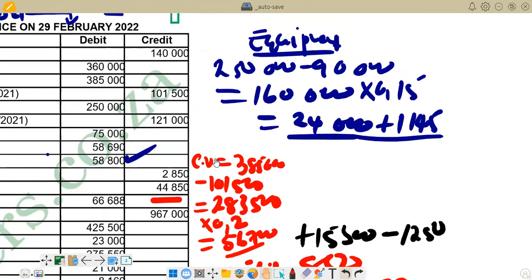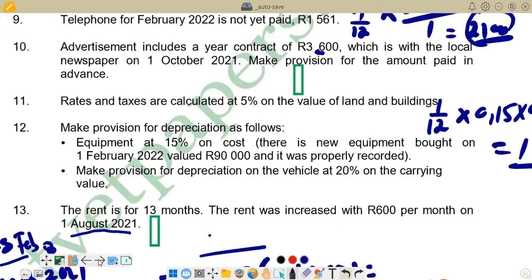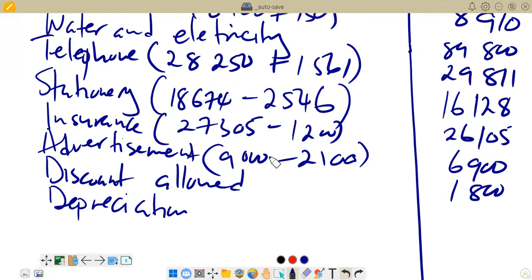Remember, we got 24,000 plus 1,145 for equipment. Then we add again 56,700. So in other words, here we are adding 56,700 to get the total depreciation. So we can just go there and summarize that one for depreciation for the year. So if you come here, we are saying depreciation in brackets, we have got 56,700.